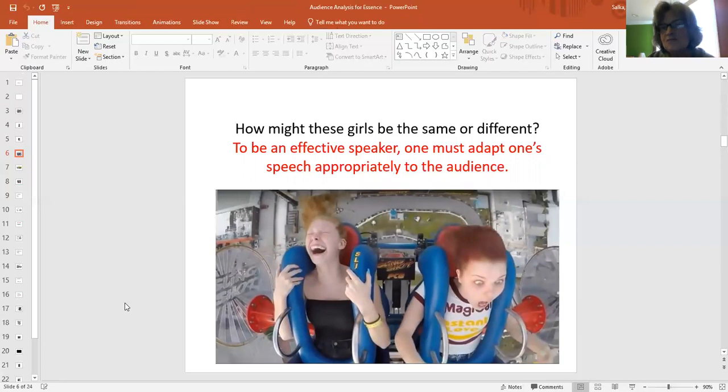Metaphorically, this is how it connects to speech. To be an effective speaker, one must adapt one's speech appropriately to the audience. Not everyone is going to react to the same message in the same way, just like these girls didn't react to the slingshot ride in the same way.